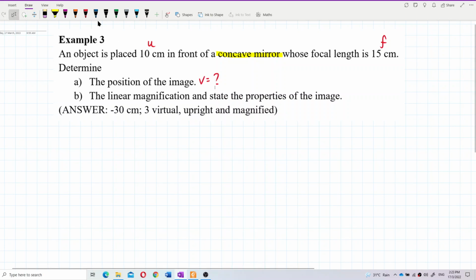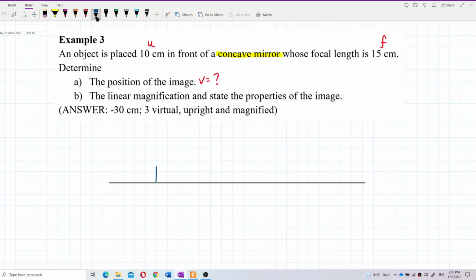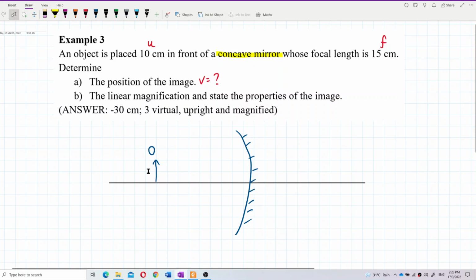I always like to draw the diagram first. I draw the principal axis first. Then the object, this is the object over here. The concave mirror looks something like this. Yeah, this is the concave mirror, concave towards the object.